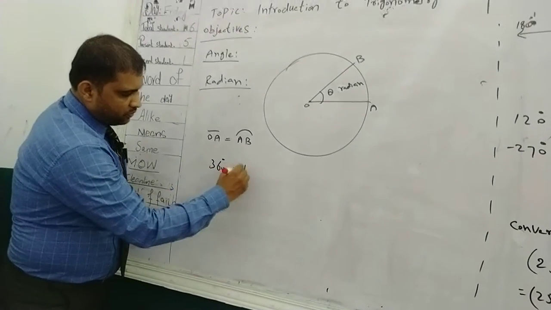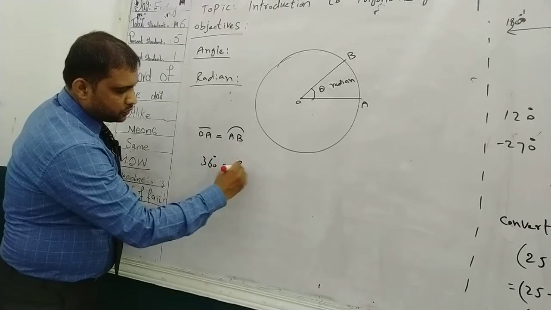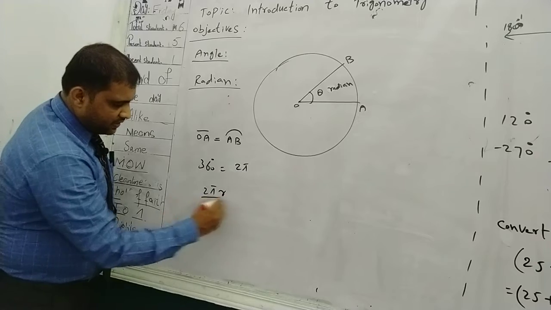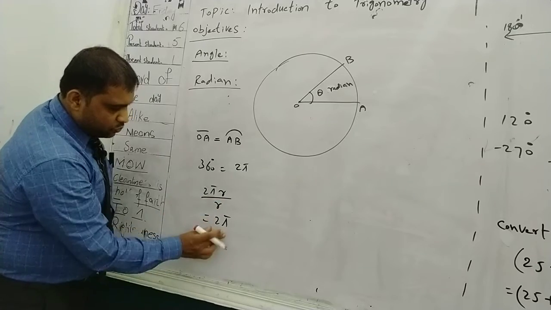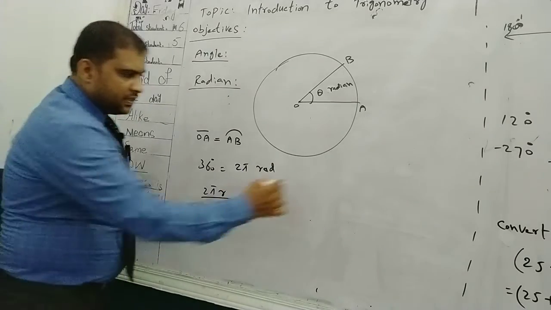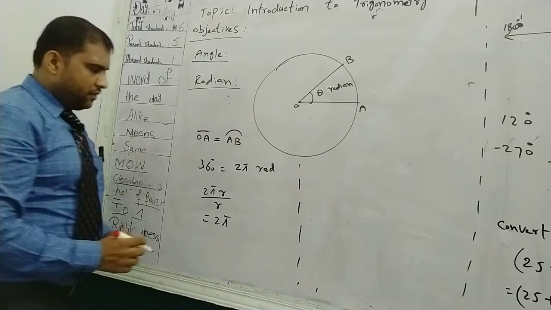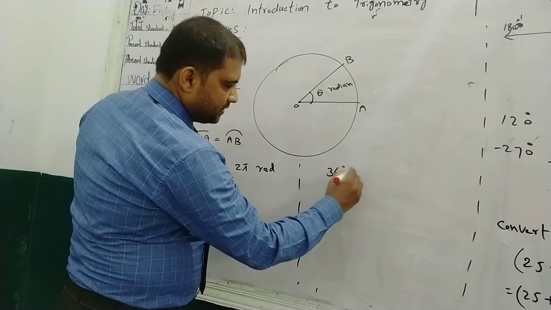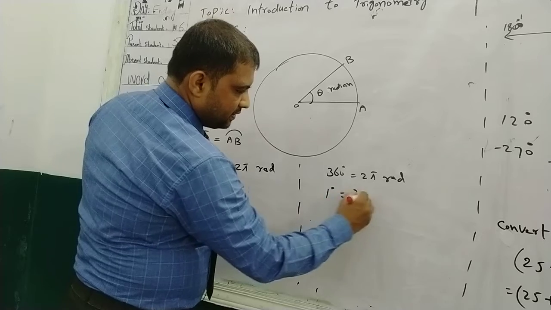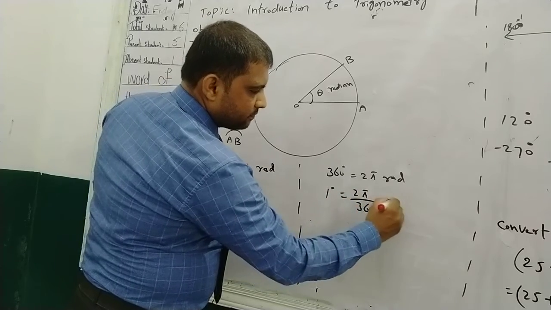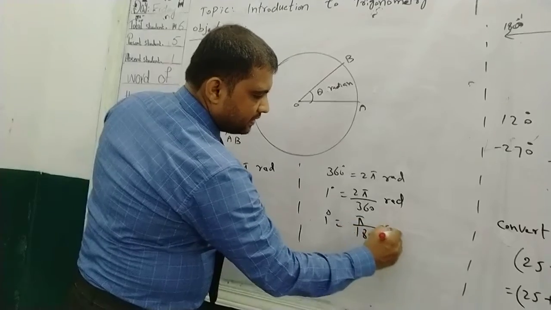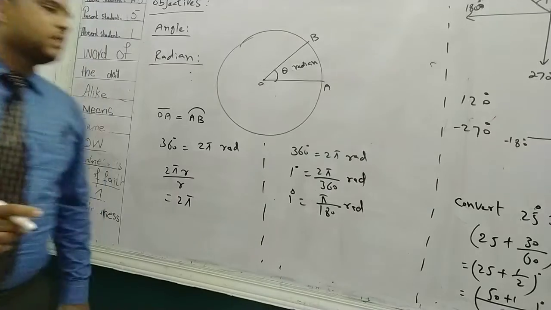Now 360 degrees is equal to 2 pi radians. The circumference is 2 pi r, and the radius is r, so divided by r that is 2 pi. So 2 pi radians is equal to 360 degrees. Similarly, if we divide 360 by 2 pi radians, then 1 degree is equal to pi over 180 radian. Similarly, we can change radians into degrees.